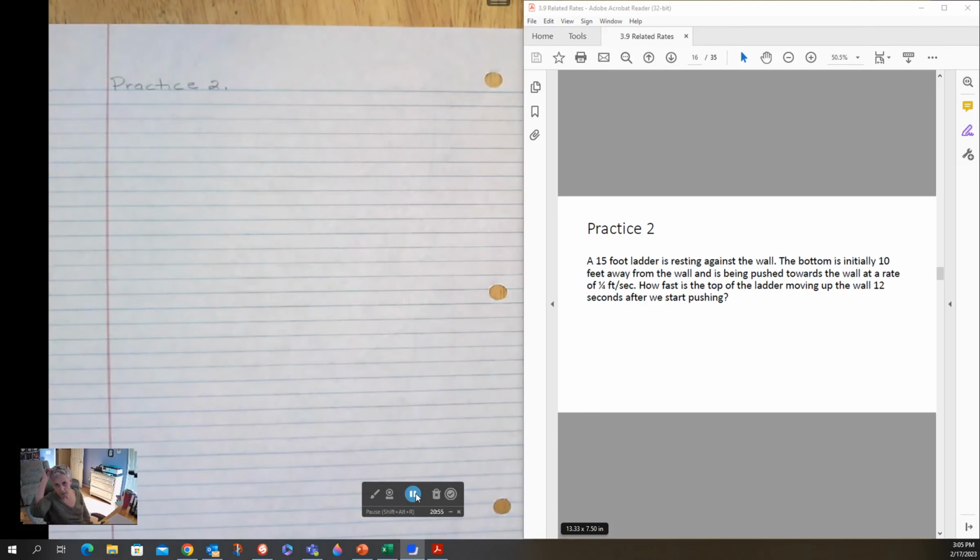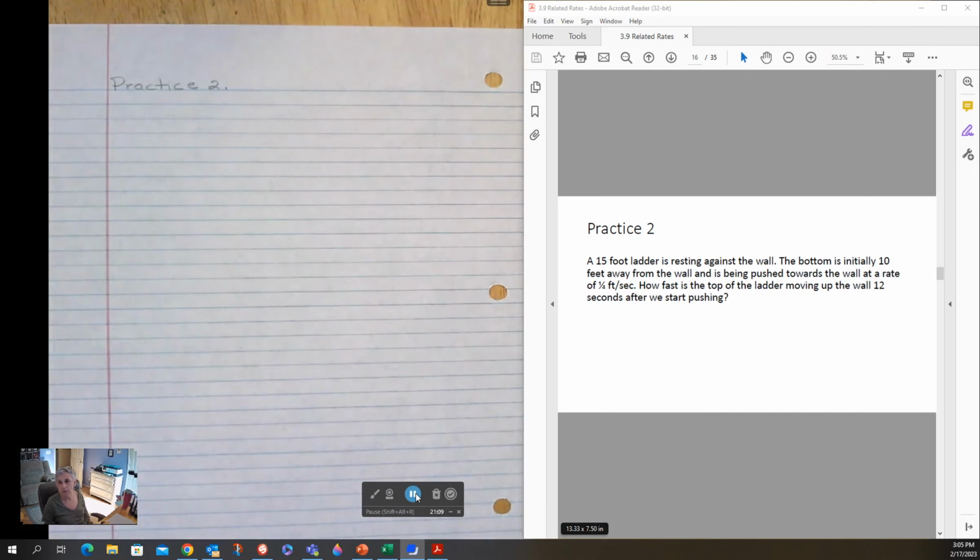Practice number 2 is another ladder problem. We have a 15-foot ladder resting against a wall. The bottom is initially 10 feet from the wall and is being pushed towards the wall at a rate of 1/4 feet per second. How fast is the top of the ladder moving up the wall 12 seconds after we start pushing? So in example 2, the ladder was moving away from the wall. This time the ladder is moving towards the wall, but we still draw a triangle.